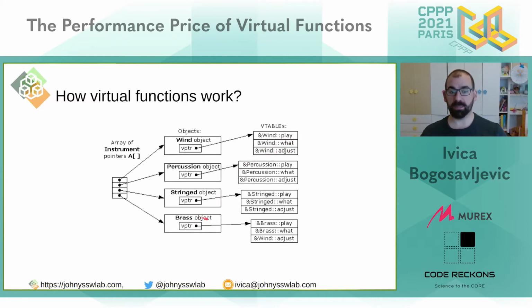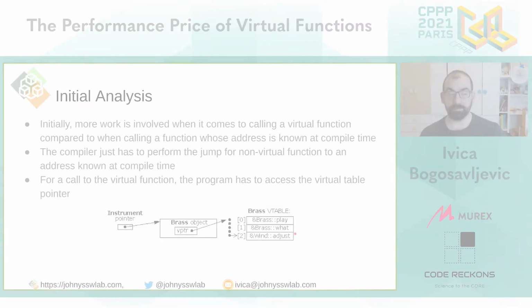And for example, in the brass object, you see that play and what belong to the brass class, but adjust belongs to the wind class. Because this is derived from the wind class, the brass class doesn't implement the adjust function. It just uses the inherited one from the wind class.